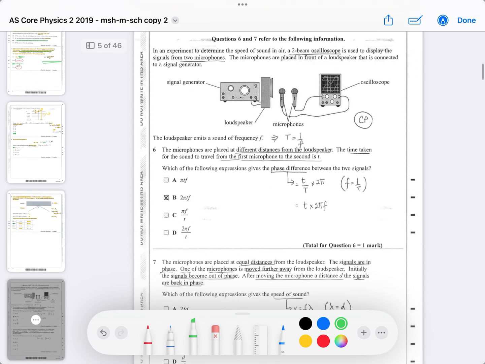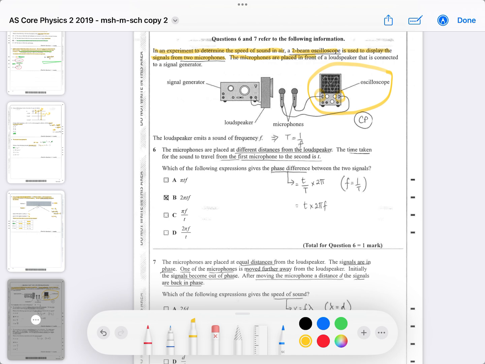Question 6, which is a core practical, reads as follows. In an experiment to determine the speed of sound in air, a 2-beam oscilloscope is used. Two beams means it's got two graphs that you can plot on it, so you can have two inputs. Microphone 1 is going into input 1, and the other microphone into the second input. These are the Y inputs, because up and down the voltage changes. The oscilloscope displays the signals from the two microphones, which pick up the sound and turn it into electricity.